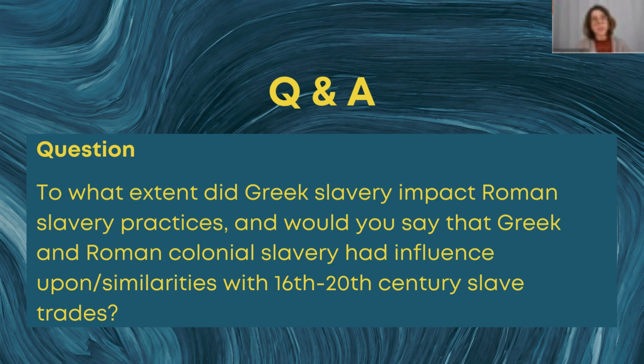And Greek and Roman slavery influence upon and similarities with 16th to 20th century slave trades. Yes, again, intellectually, it's very interesting to look at the way that they looked back to the classical world for justifications and for arguments thinking about slavery. In terms of actual practices, there have been lots of comparative studies done. The appeal for the classicists is that from the American slave trade, and slaveholding society, we have types of evidence that we just don't have for the ancient world.